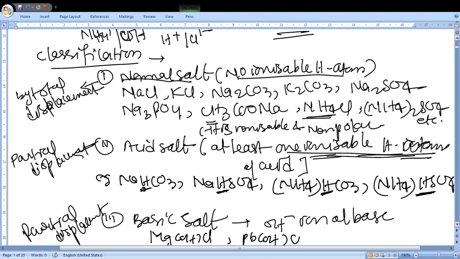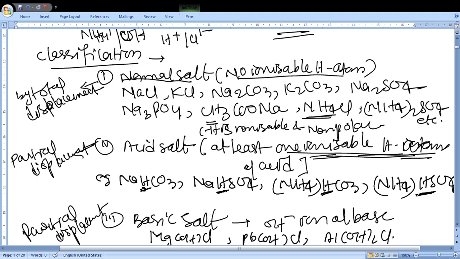PbOHCl is a basic salt. Al(OH)2Cl is a basic salt, because they have the ionizable hydrogen of base. So they are formed by what? Partial displacement method, isn't it?